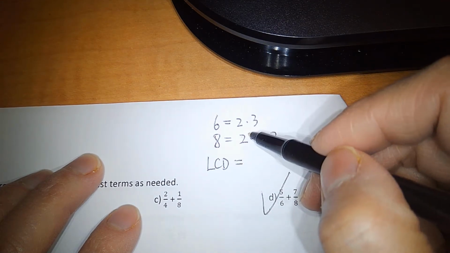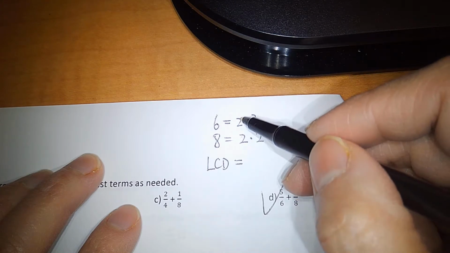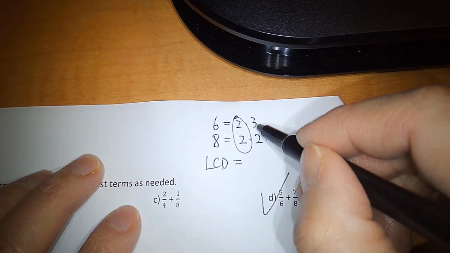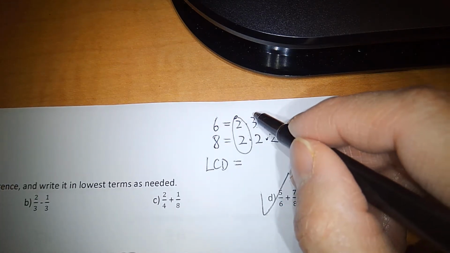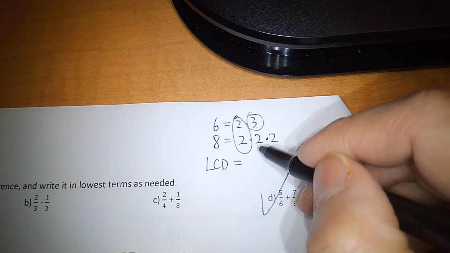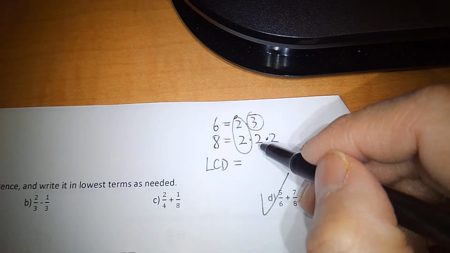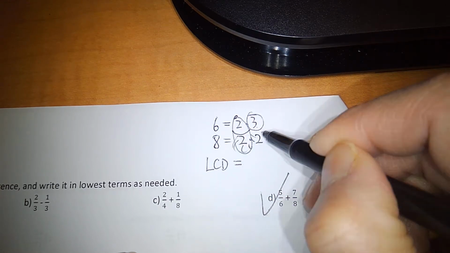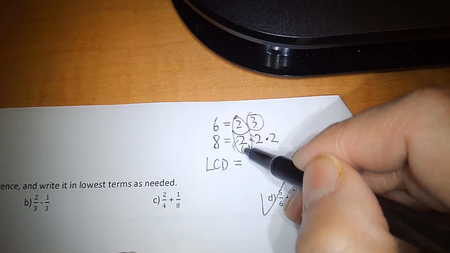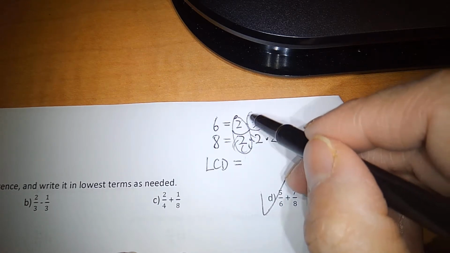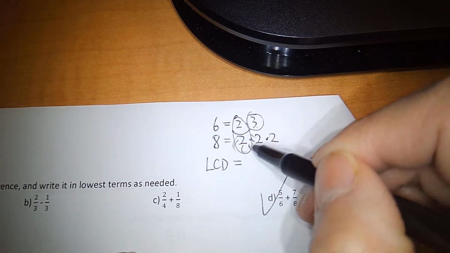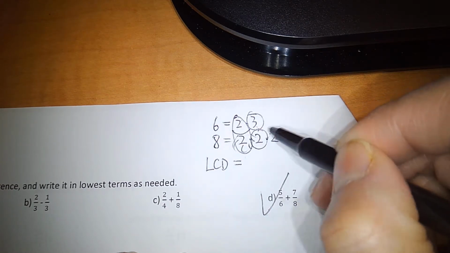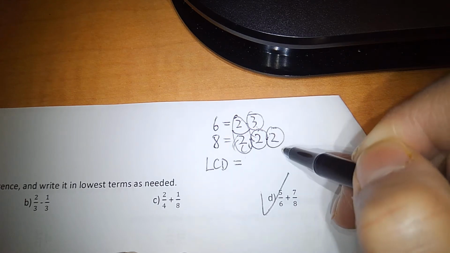Not only in both. If 2 shows up as a factor in both, we'll keep 2. The 3 shows up as a factor of 6, so we'll also keep it. And then the 2s: these 2s also show up as factors of 8, but they're not showing for 6. We're still going to choose all of these 2s.